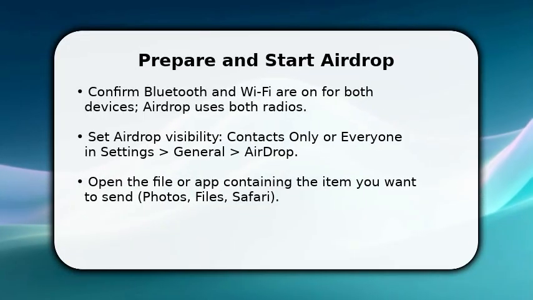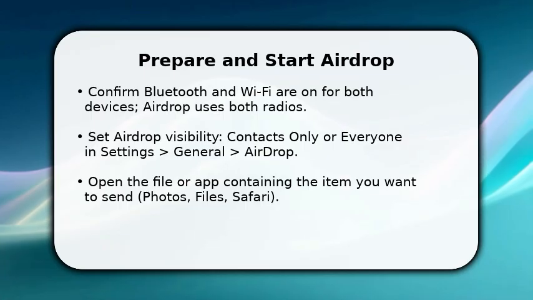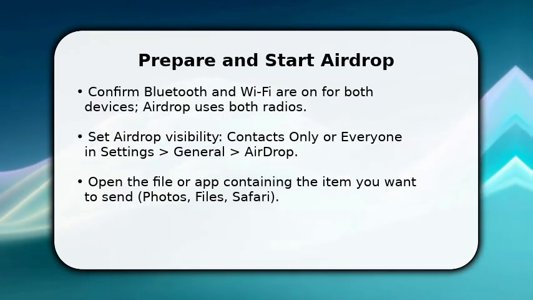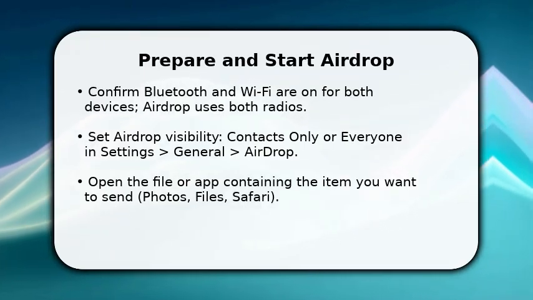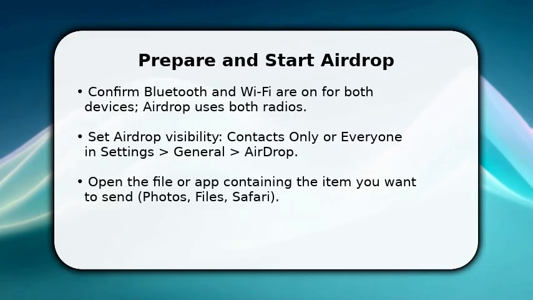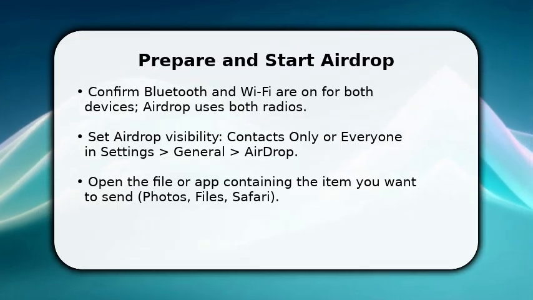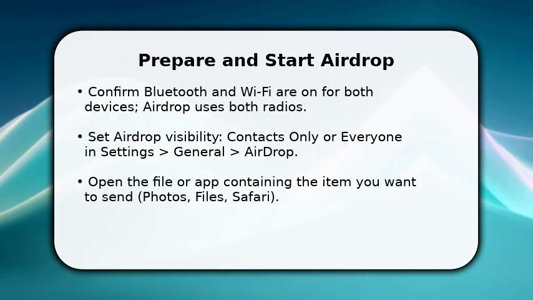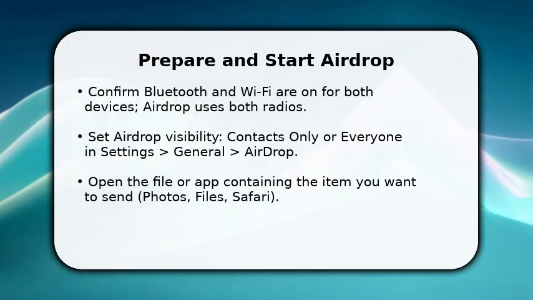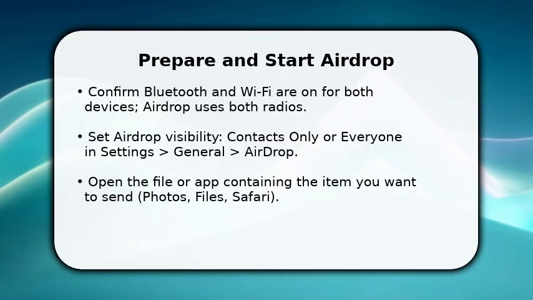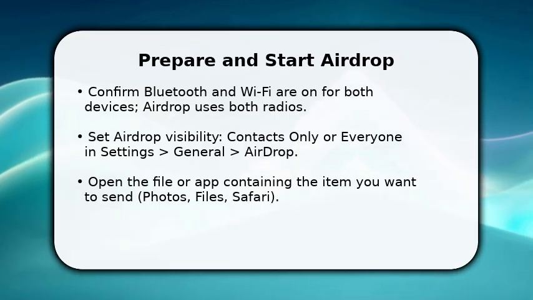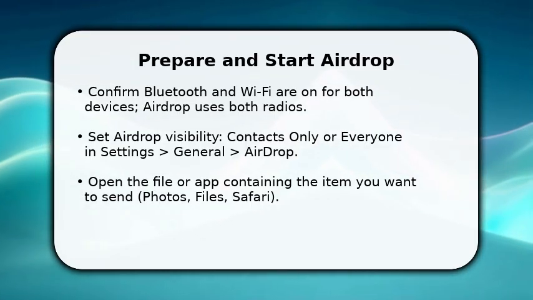You start by enabling the radios because AirDrop uses Bluetooth for discovery and Wi-Fi for transfer. On your iPhone or Mac, turn on Bluetooth and Wi-Fi, then set AirDrop to contacts only or everyone depending on who you expect. Open the file or app that holds your item, photo, PDF, or web page, so you can tap share immediately. Doing this first saves time and avoids interruptions.